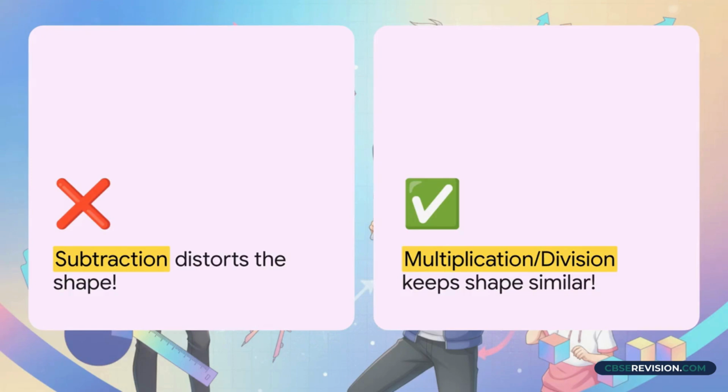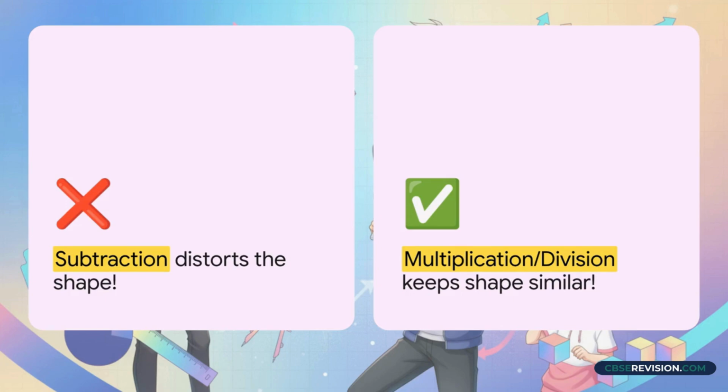And this brings us to a really important rule. Let's look at Image B again. The width went from 60 down to 40. That means we subtracted 20 millimeters. The height went from 40 down to 20. That is also a subtraction of 20. And here is the catch. Subtracting the same amount distorts the image. It makes it look completely squashed.